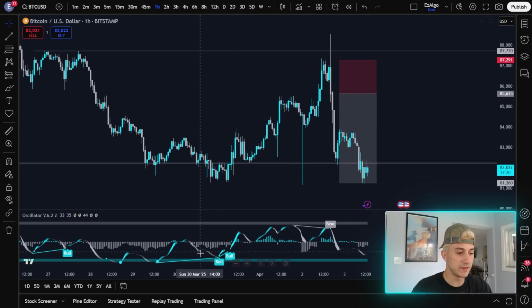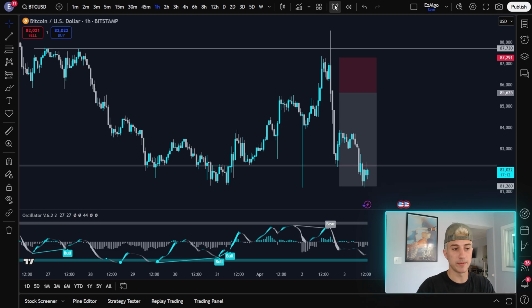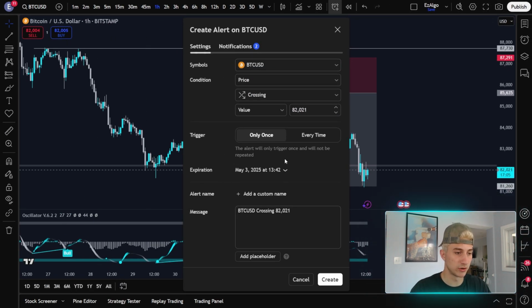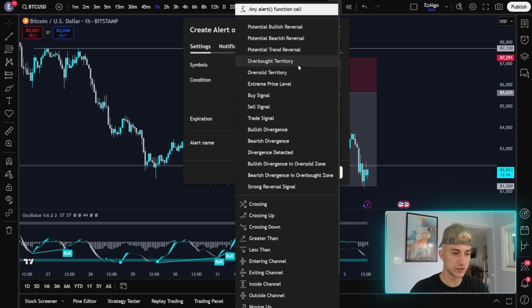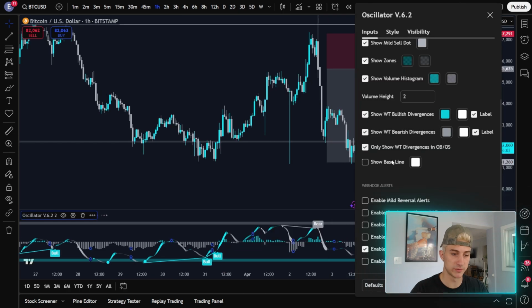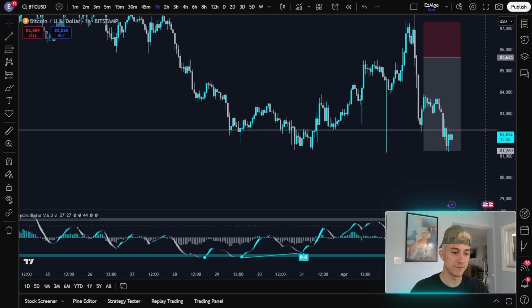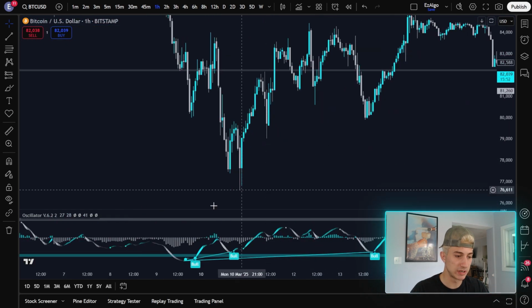Now, if you guys want to set alerts for when these buy and sell dots and bullish and bearish divergences confirm, which I would highly recommend, by the way, so you're not sitting in front of your computer screen all day, you can come up here to this little alarm clock here and press create alert, set the symbol to whatever symbol you want to set the alert to, and press the condition as oscillator V6.2. Overbought, oversold, when price is at an extreme level, a bullish or bearish divergence in an overbought or oversold zone. In the settings, you can also only show the wave trend divergences in the overbought and oversold zones. This is going to give you the highest probability bullish and bearish divergences only when price is extremely oversold.